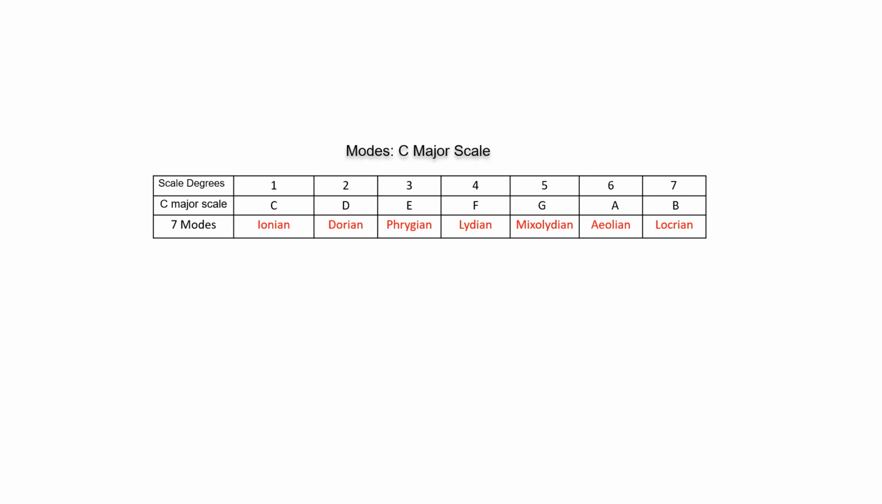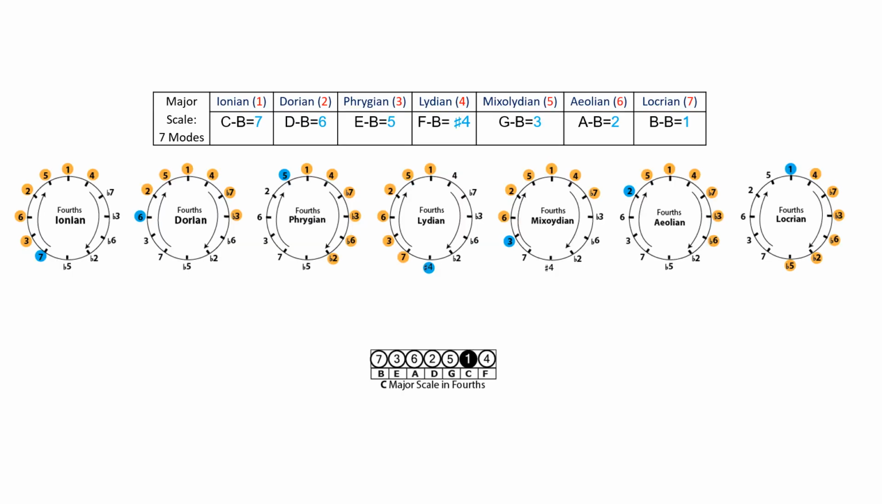C is Ionian, D is Dorian, E is Phrygian, F is Lydian, G is Mixolydian, A is Aeolian, and B is Locrian. Now, let's calculate the pitch distance between each mode letter and the note B. Remember that B is the first of the 7 natural notes ordered in perfect fourths.